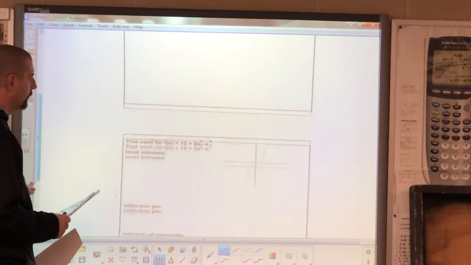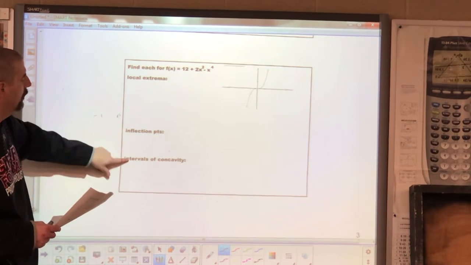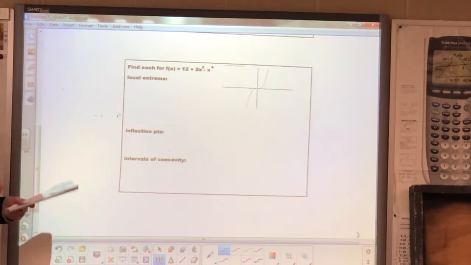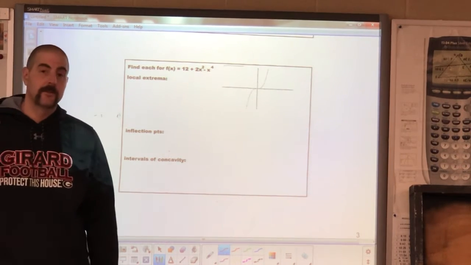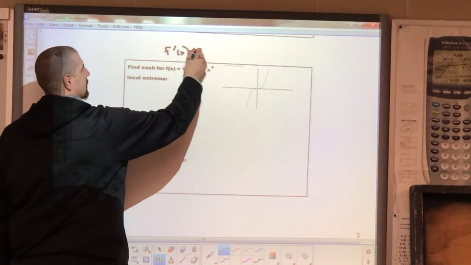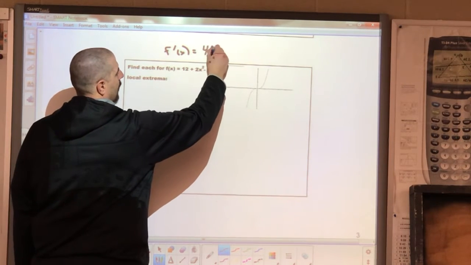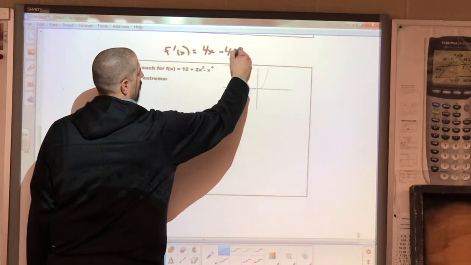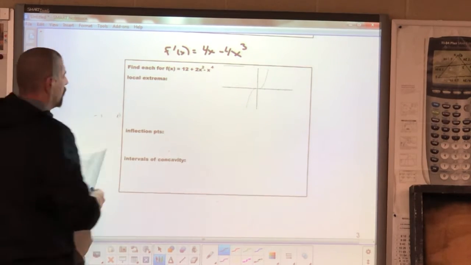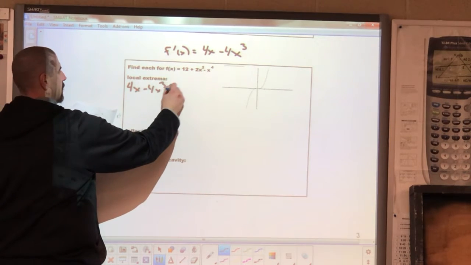Alrighty, so we're going to go ahead and find our local extrema, our inflection points, and our intervals of concavity, okay? So, local extrema, again, those are local min and max. Set the derivative equal to 0. So we're going to go ahead and find f prime of x. So f prime of x is going to be 4x minus 4x cubed, okay? We're going to go ahead and set that equal to 0. So we're going to get 4x minus 4x cubed equal to 0.